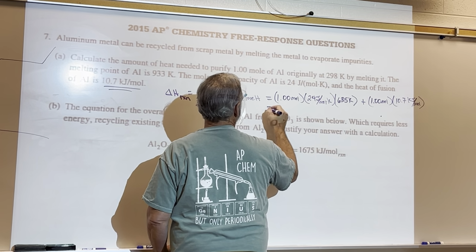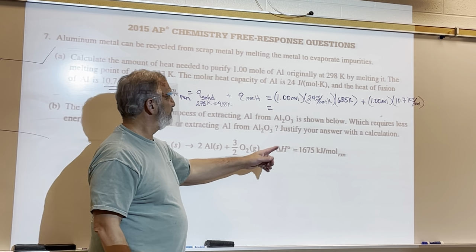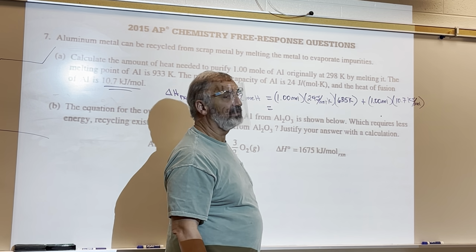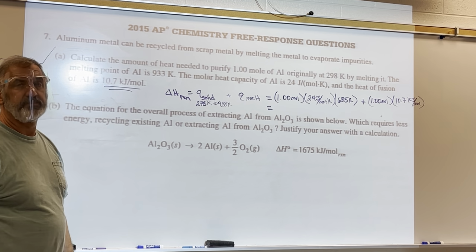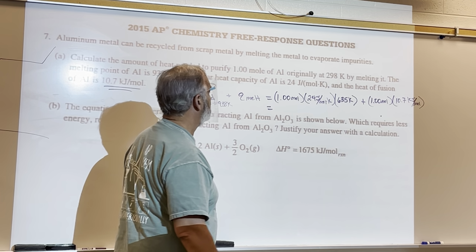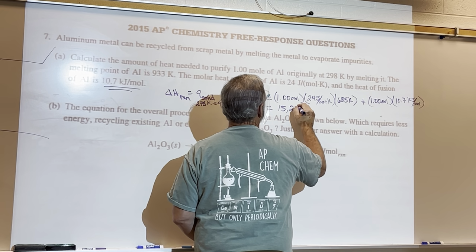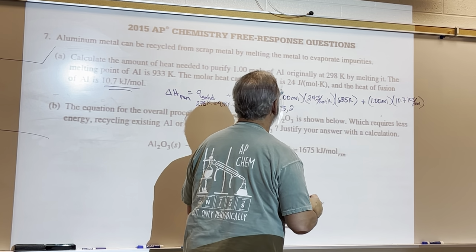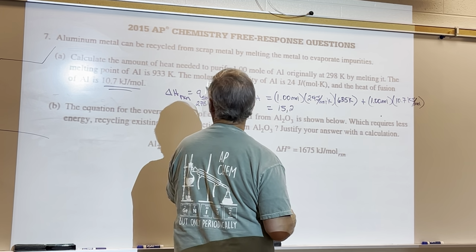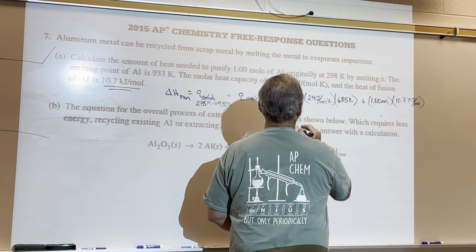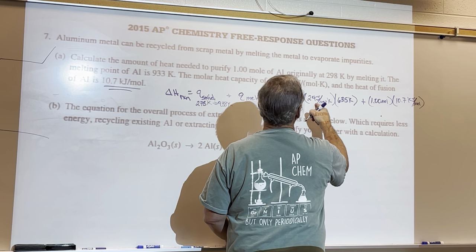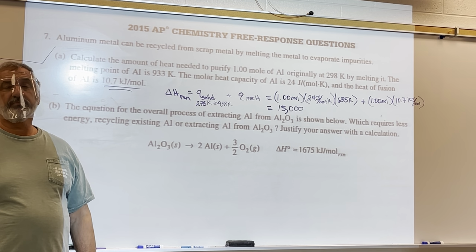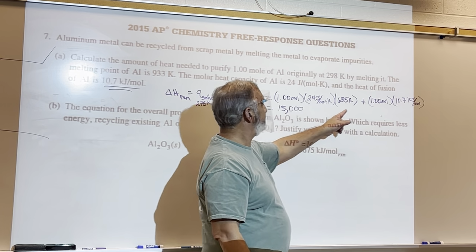So delta H is going to equal, I'm going to do a new calculator, 24 times 635 plus 10.7. Well, with sig figs, the 24 is really going to give us two, so we're really just going to say 15,000. And that's kilojoules. Oh, no, that's joules. Ah, look here, we have a problem. Houston, we have a problem. What's the problem? The heat of fusion is in kilojoules. That's right. We have joules, and we have kilojoules.